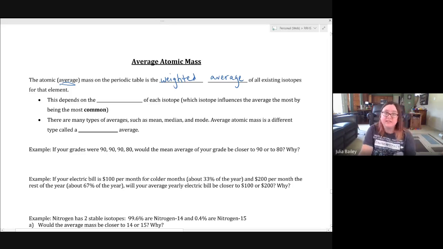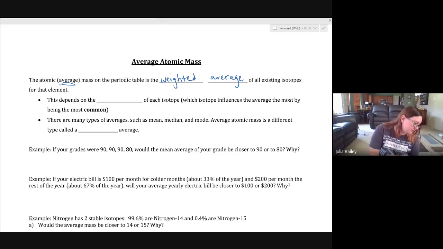There are lots of different kinds of averages. In your math class, you probably talked about mean, median, and mode the most. Those are technically all averages. And usually we think of average as mean, like that's the one we call average. Median and mode are also a type of average, and weighted average is a fourth type. That's what we're going to be talking about today.